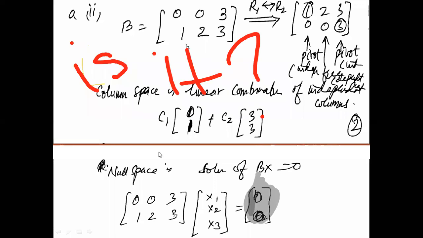So that becomes the column space. And then for the null space, we use Ax equal to 0 or Bx equal to 0. Right? And so we take the matrix 0 0 3, 1 2 3, x1 x2 and x3 equal to 0 0.